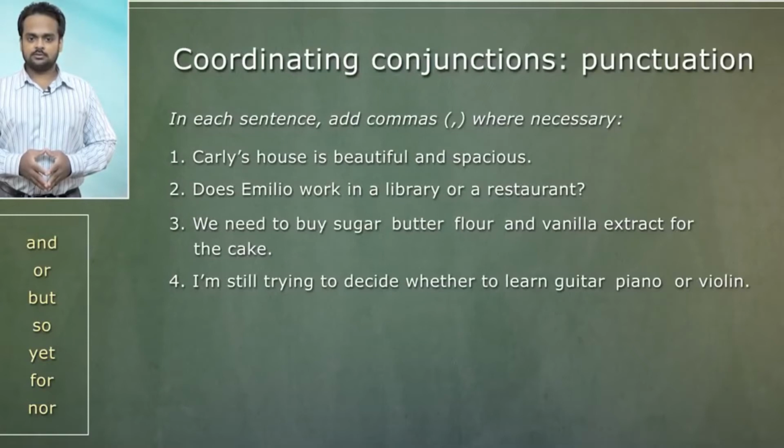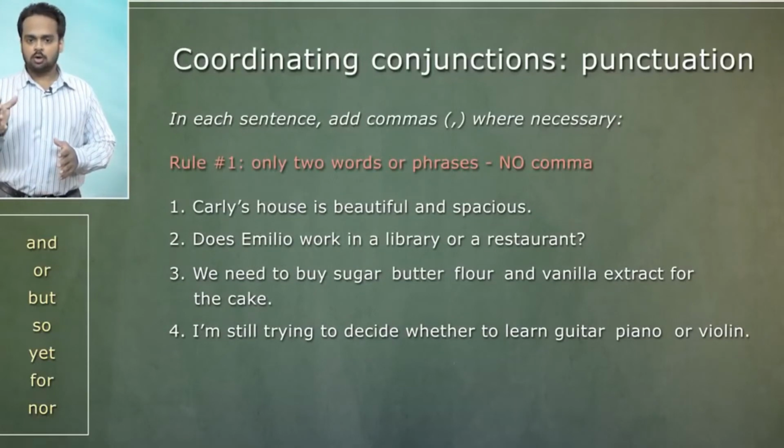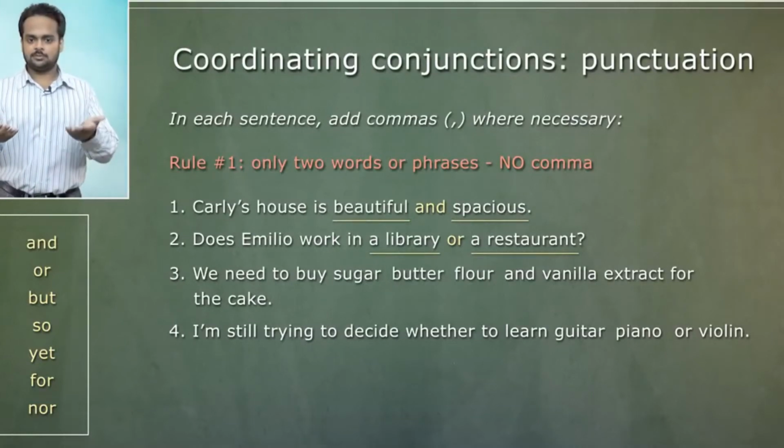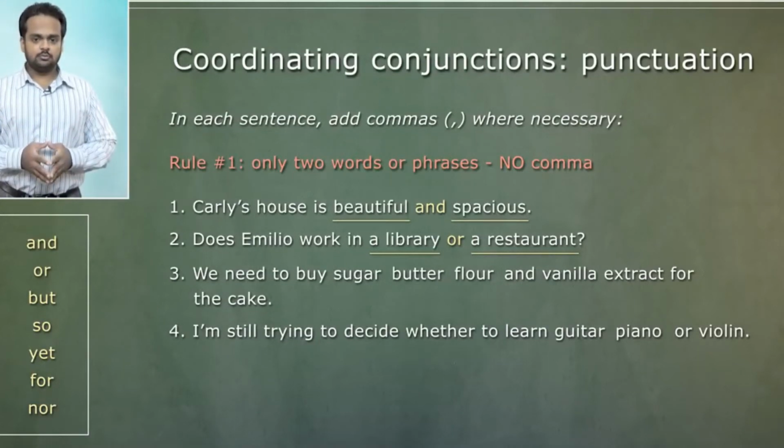In the first 2 sentences, did you put a comma anywhere? Actually, you don't need any commas in these 2 sentences. That's because when a conjunction only connects 2 words or 2 phrases, we don't use commas. In number 1, the conjunction is and it connects the adjectives beautiful and spacious. Only 2 items, so no comma. In number 2, the conjunction is or, and it connects 2 noun phrases, a library and a restaurant. So again, only two items, so we don't use a comma.